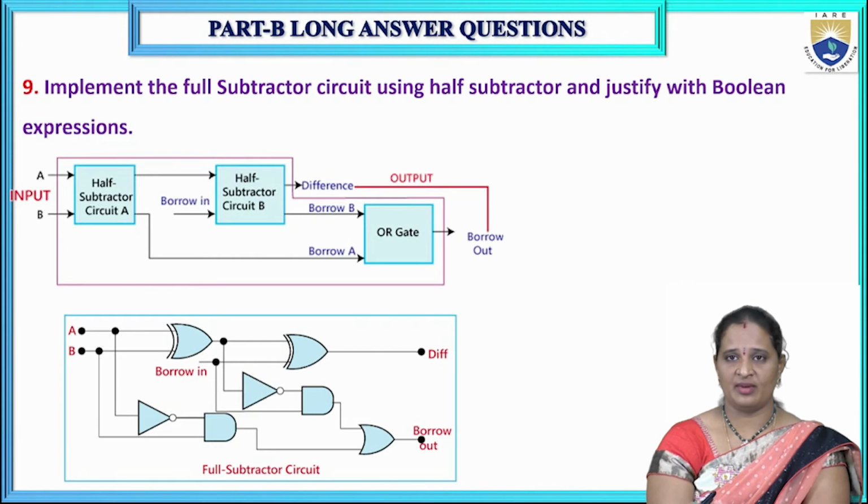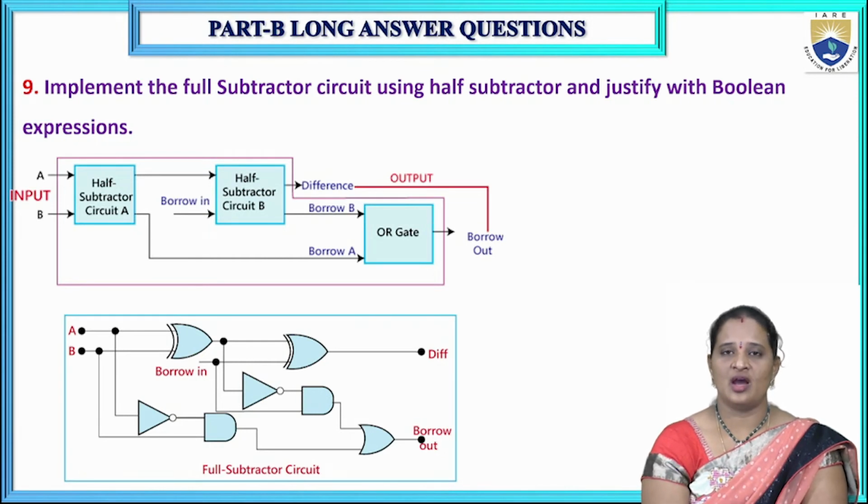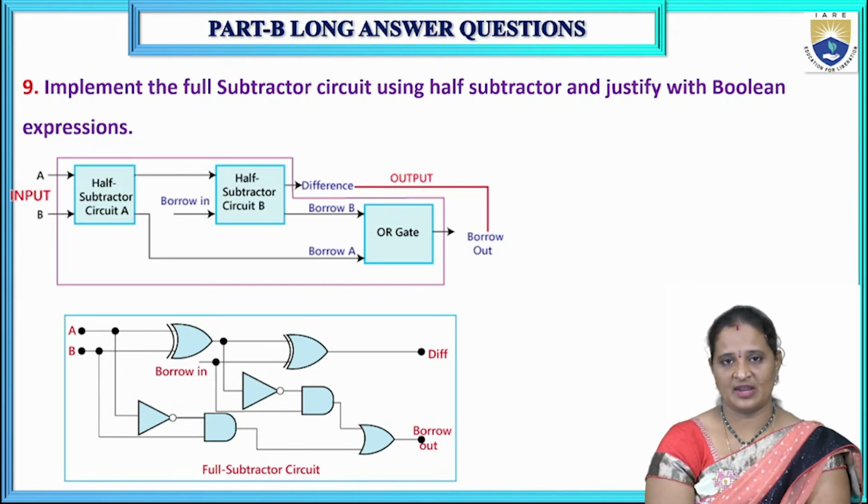So how can we implement a full subtractor using half subtractor? You justify with the Boolean function. You just take the Boolean expressions of full subtractor and you can implement that. You can justify them, such that we can implement it using two half subtractors.